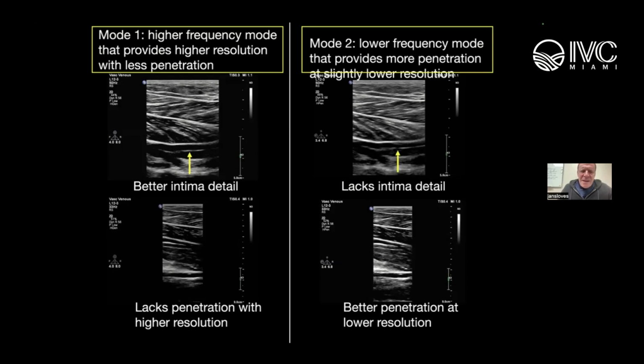Now, to take this a step further, with the higher frequency mode, you can see that we lack penetration with the higher resolution. And over here, again using that lower frequency mode, you can see that we have much better penetration with lower resolution. So these are some of the trade-offs and decisions that you would make when you're operating your transducer.